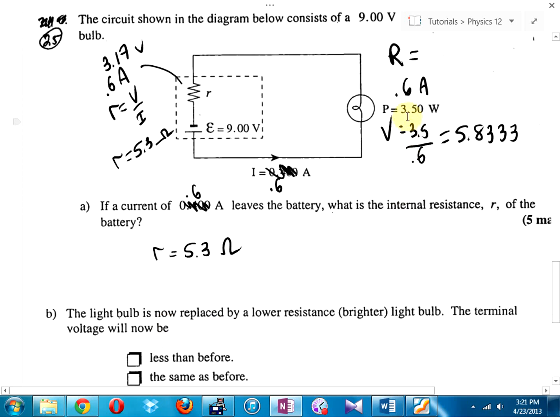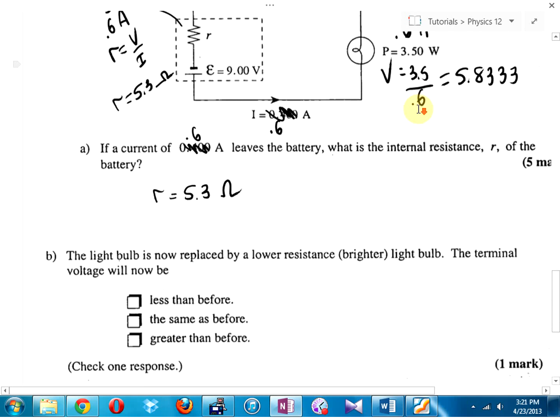So let's suppose I replace this with a bulb of lower resistance. What will happen to your terminal voltage? One way to do this would be to calculate the resistance of this bulb, make up a number that was smaller, and now recrunch everything. Let's see if we can do this intuitively.